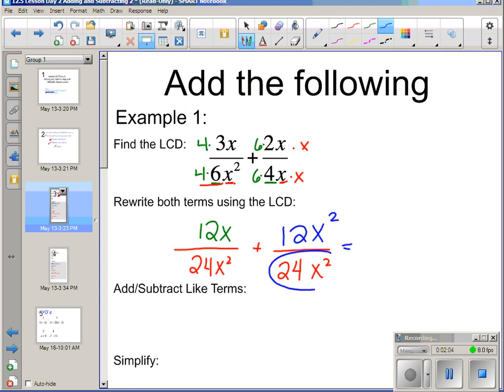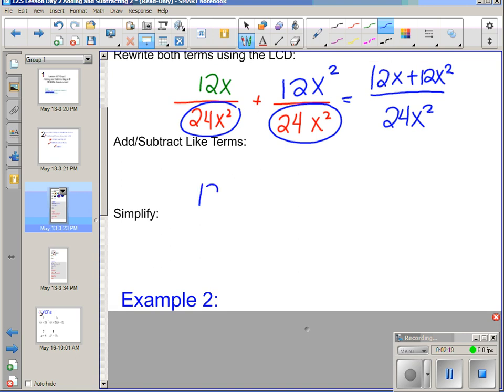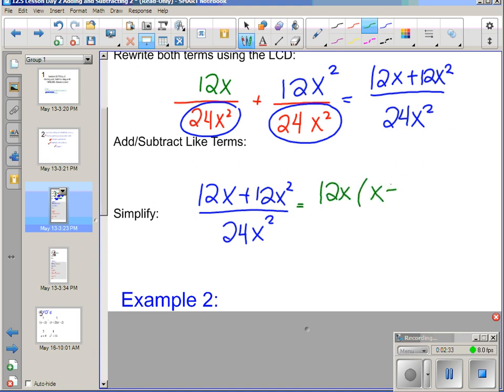Now that I have the same denominator, I can add them. My denominator is going to be 24x squared, and the top is 12x plus 12x squared. Right, so I added both of them and I got 12x plus 12x squared over 24x squared, and that's a good answer. It's okay. But I need to factor it now. So on top I can factor out a 12x. If I take a 12x away, I'm left with 1 plus x. And on the bottom, I have 24x squared.